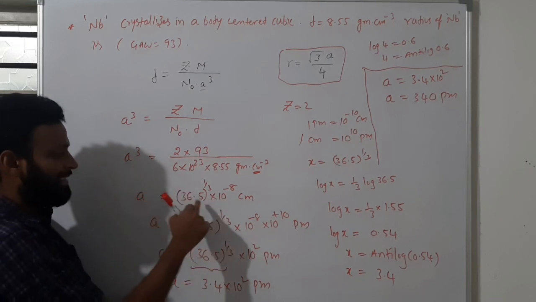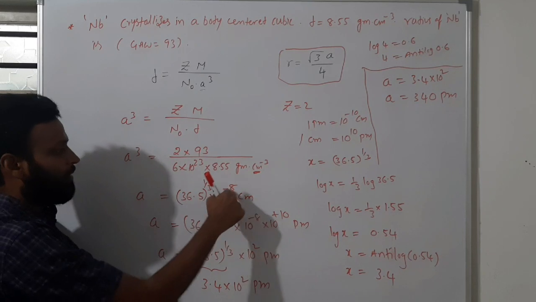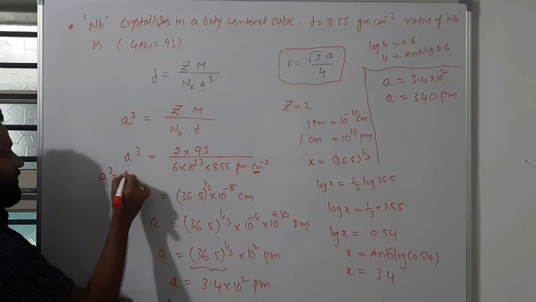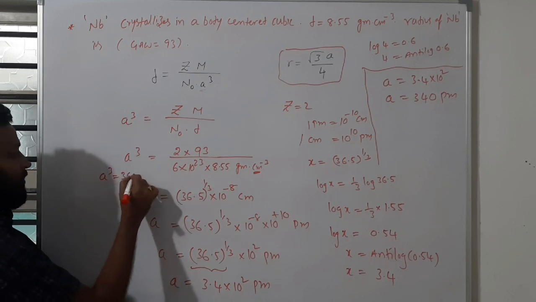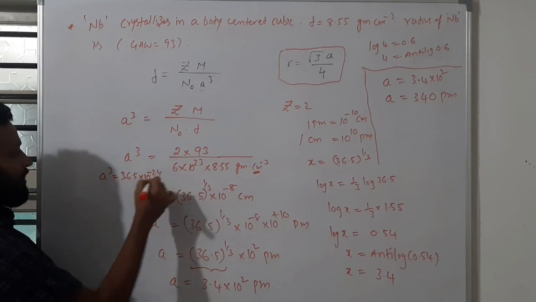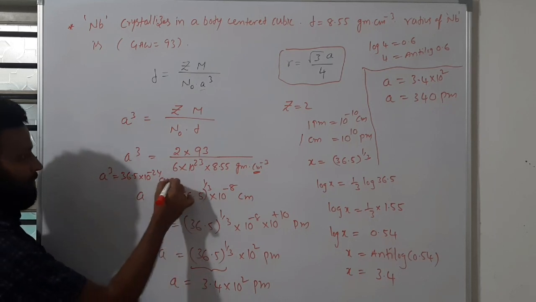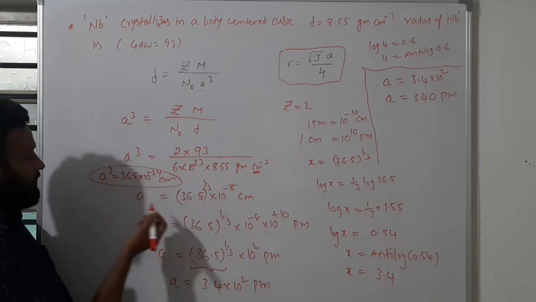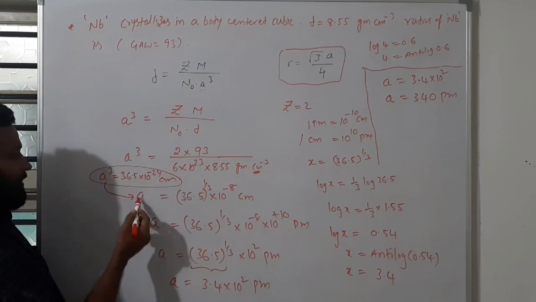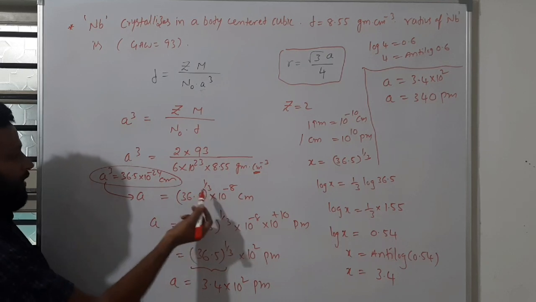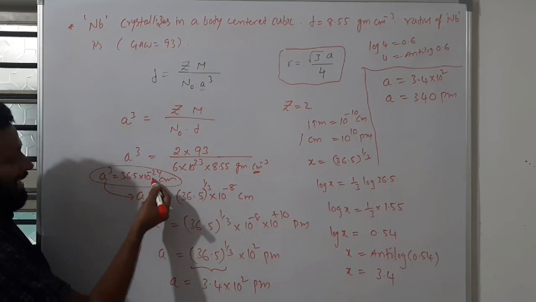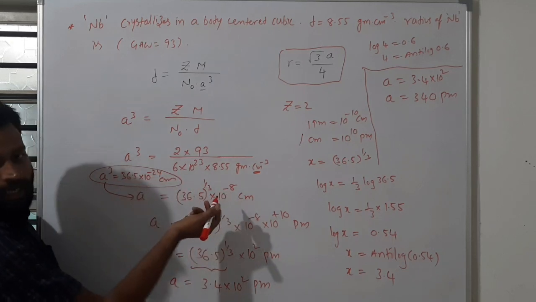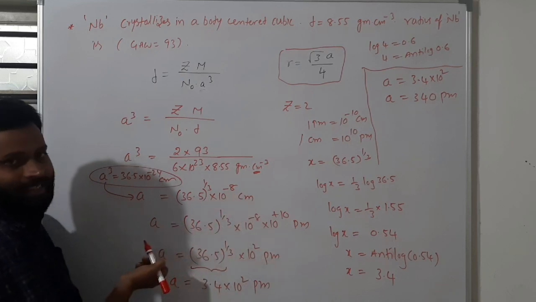A is how much? 36.5 power 1 by 3 into 10 power minus 8. So A cube I will get like this: 36.5 into 10 power minus 24 centimeters cubed, because it is gram per centimeter cubic. So what is A then? A is equal to 36.5 whole power 1 by 3 and 10 power minus 24 whole power 1 by 3. So 3 8s are 24, so 10 power minus 8 centimeter.